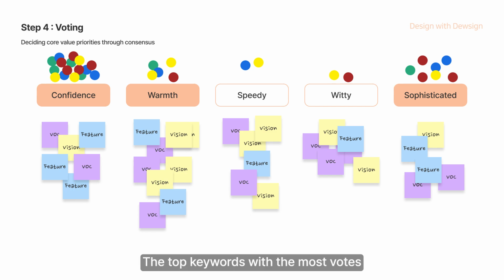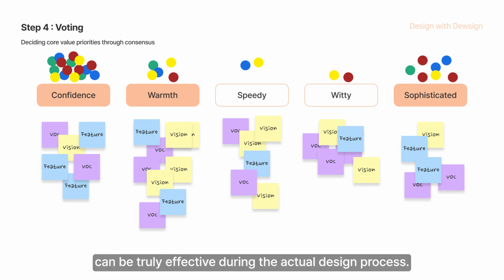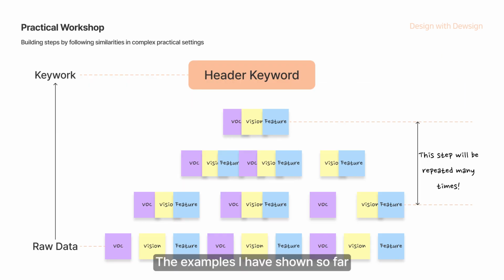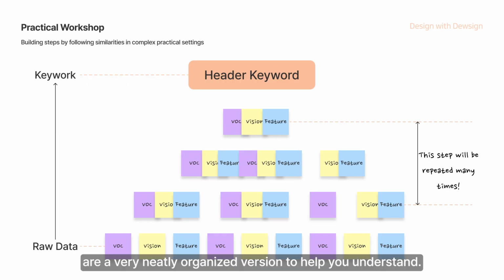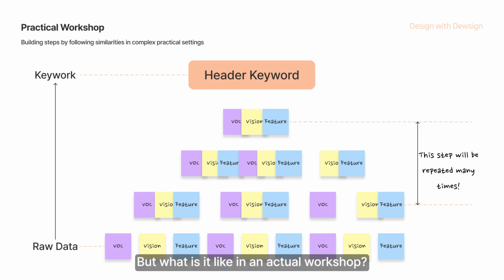The top keywords with the most votes will eventually become the solid pillars of the Deliver design system. Principles built on consensus can be truly effective during the actual design process. The examples I have shown so far are a very neatly organized version to help you understand. But what is it like in an actual workshop? It will probably be chaotic at first. With hundreds of sticky notes, you might feel overwhelmed about where to start.